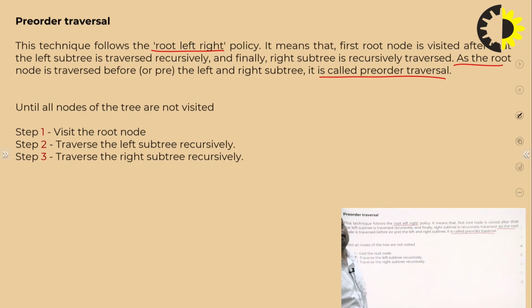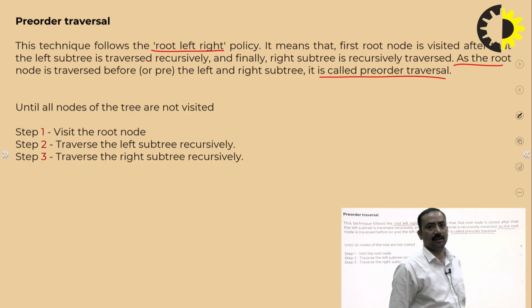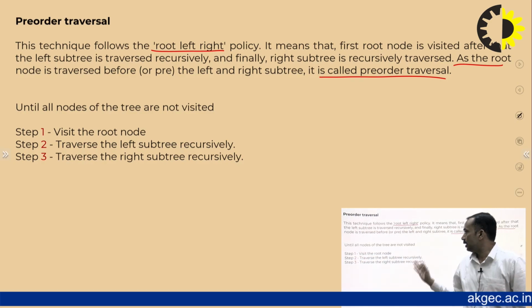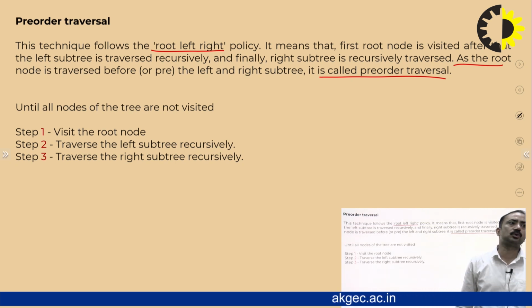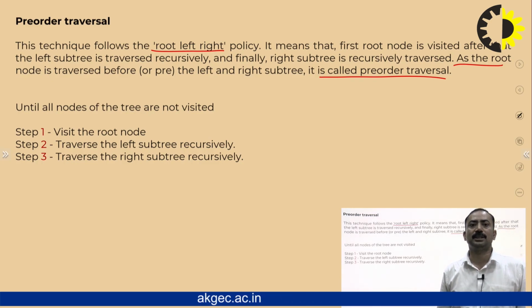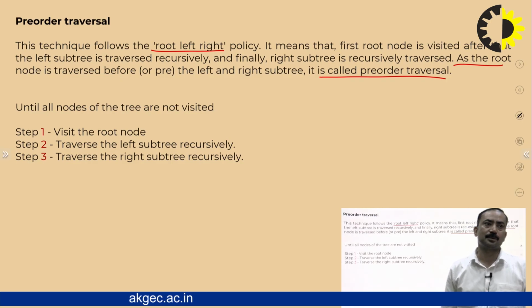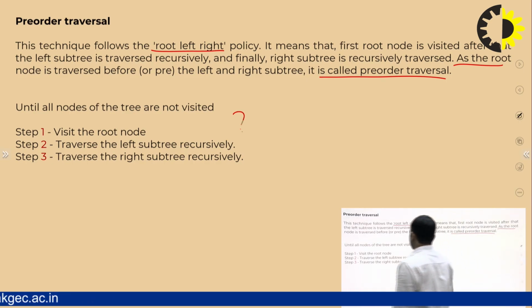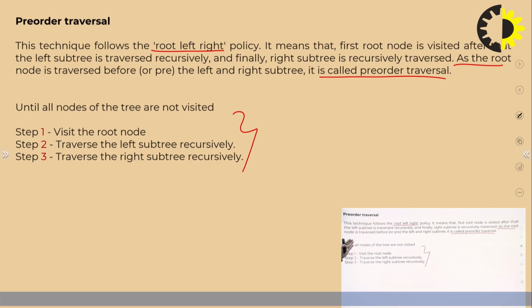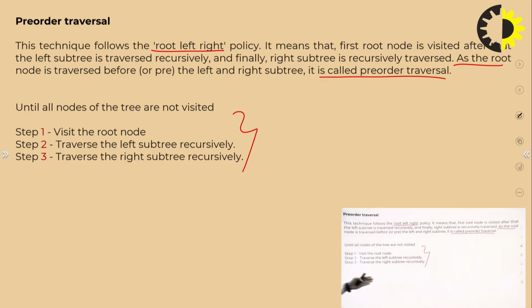The applications of pre-order traversal: it is used to create a copy of the tree, and it can also be used to get the prefix expression of an expression tree. So where we want the prefix expression of an expression tree, we use pre-order traversal. These are the algorithmic steps: until all the nodes of the tree are visited, step 1, visit the root node, traverse the left subtree recursively, and traverse the right subtree recursively.